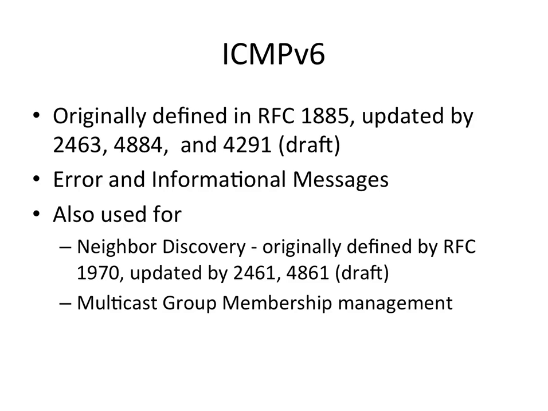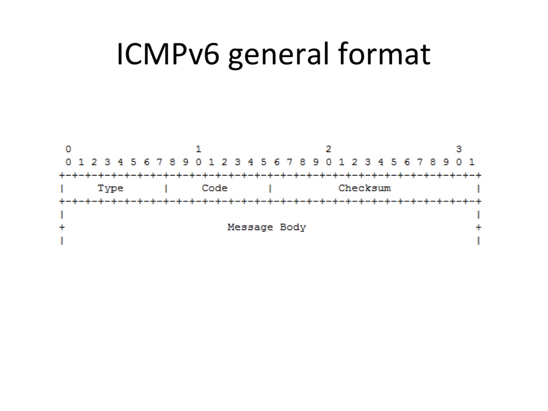We have the same type of messages we had with IPv4, the error and informational messages, but we also have added some new functionality in ICMPv6. We use ICMPv6 for neighbor discovery, which IPv4 used ARP for. And we also use ICMPv6 for multicast group membership, which IGMP was the protocol we used for in IPv4. So the general format of an ICMPv6 message has the type, code, and checksum.